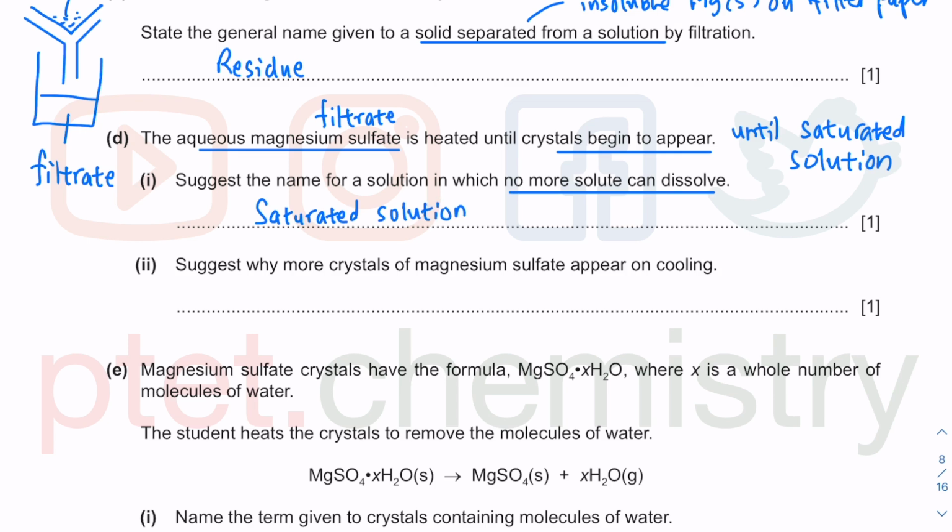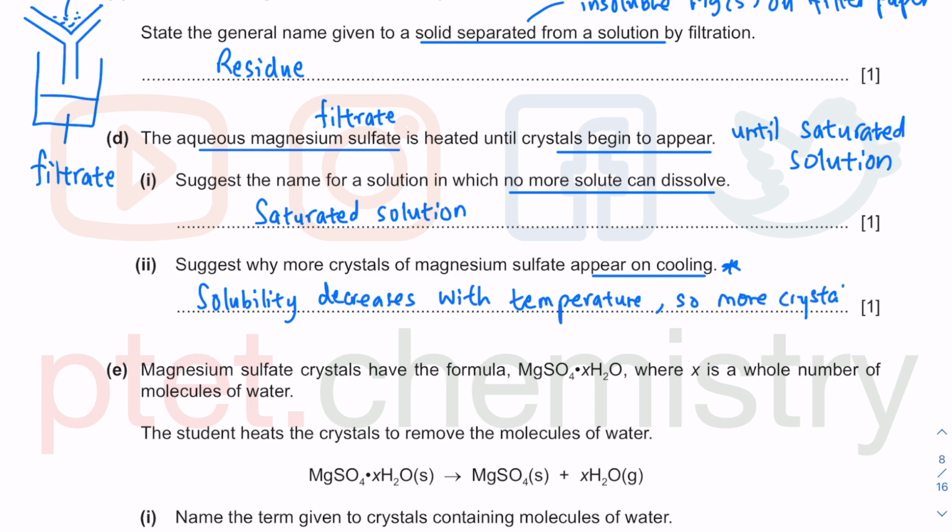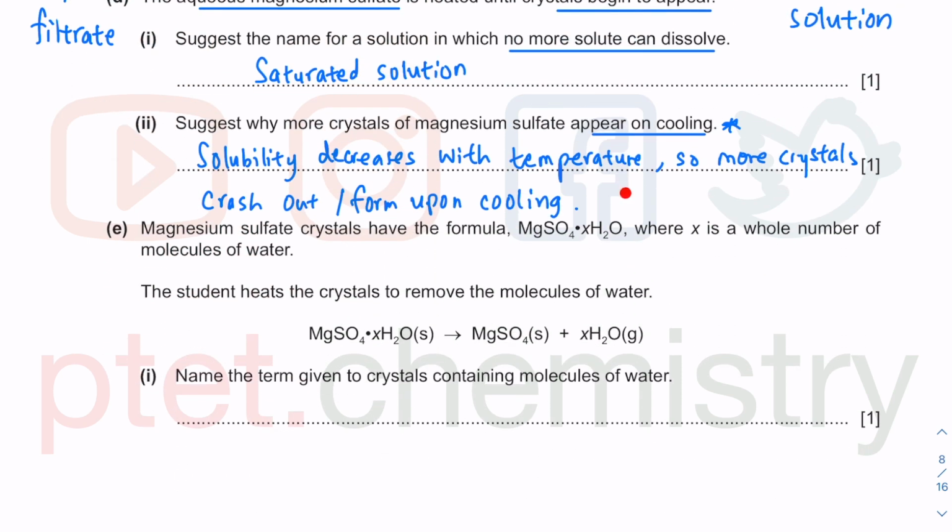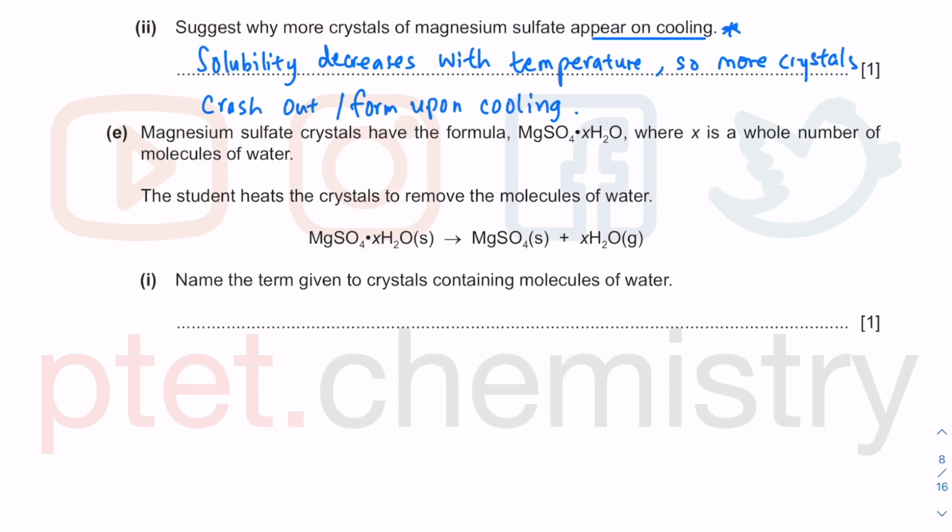Why do more crystals appear on cooling? Because solubility changes. Solubility increases with temperature. That means that at a higher temperature, more of it will dissolve. So more crystals will form upon cooling, because you can only fit a certain amount of solute at a particular temperature. The idea of temperature affecting solubility is a very common thing in practicals as well as alternative to practicals.